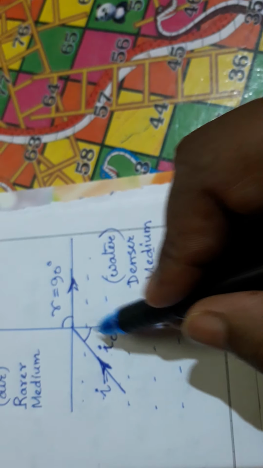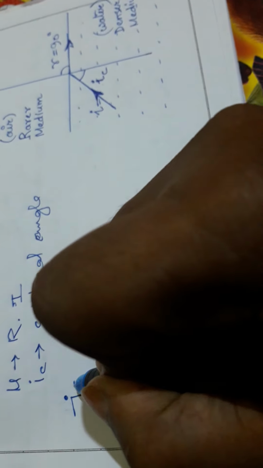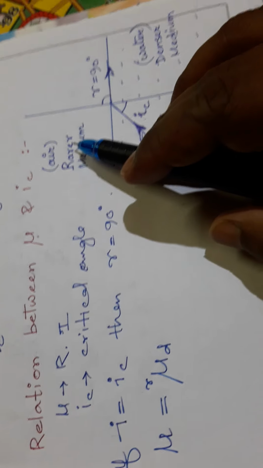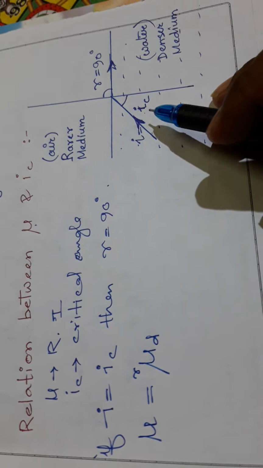So when light travels from denser medium to rarer medium, when the angle of incidence is IC, the R becomes 90 degree. Okay, so when I equals IC, then R equals 90. Now what is mu? When you write mu, it means rmud, refractive index of denser medium with respect to rarer medium.